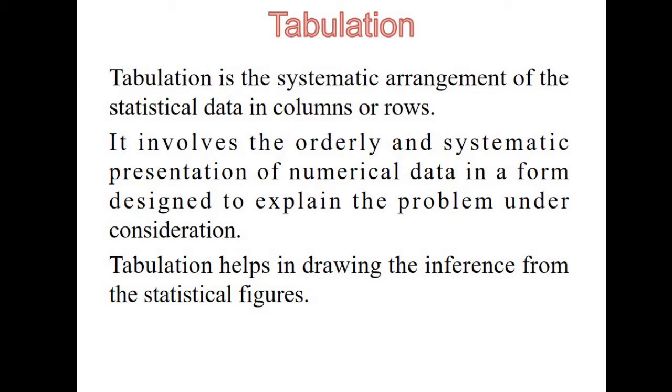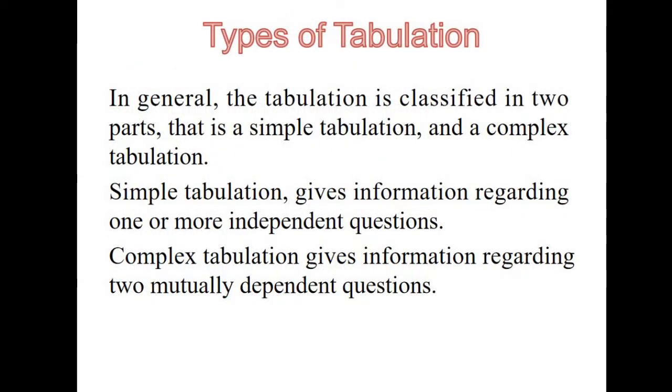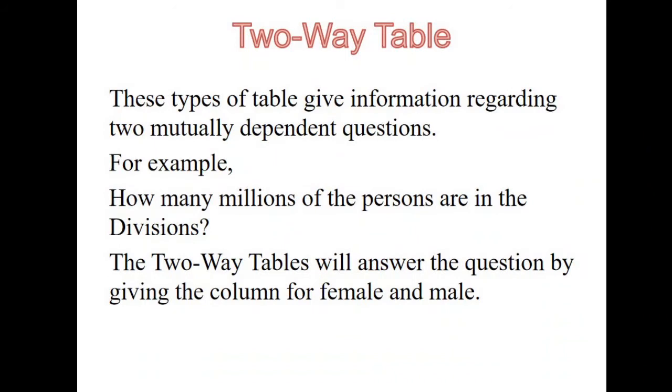Here we are going to see the tabulation of data. Tabulation is the systematic arrangement of statistical data in columns and rows. It explains the problem under consideration. Tabulation helps in drawing the inference from statistical figures. Types of tabulation: simple table and complex table. The simple table gives information regarding one or more independent questions, and the complex table gives information regarding two mutually dependent questions. Two-way table gives information regarding two mutually dependent questions.